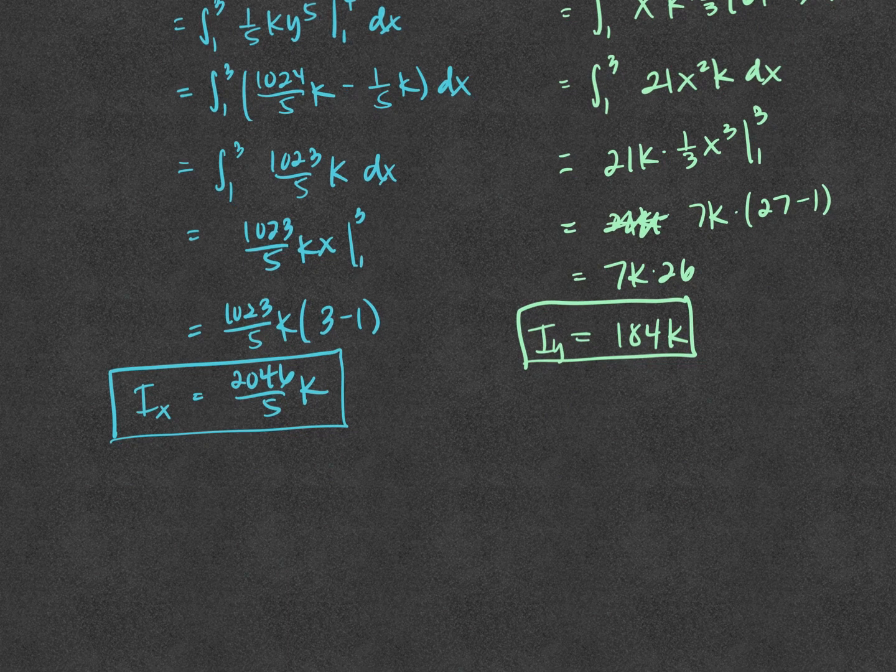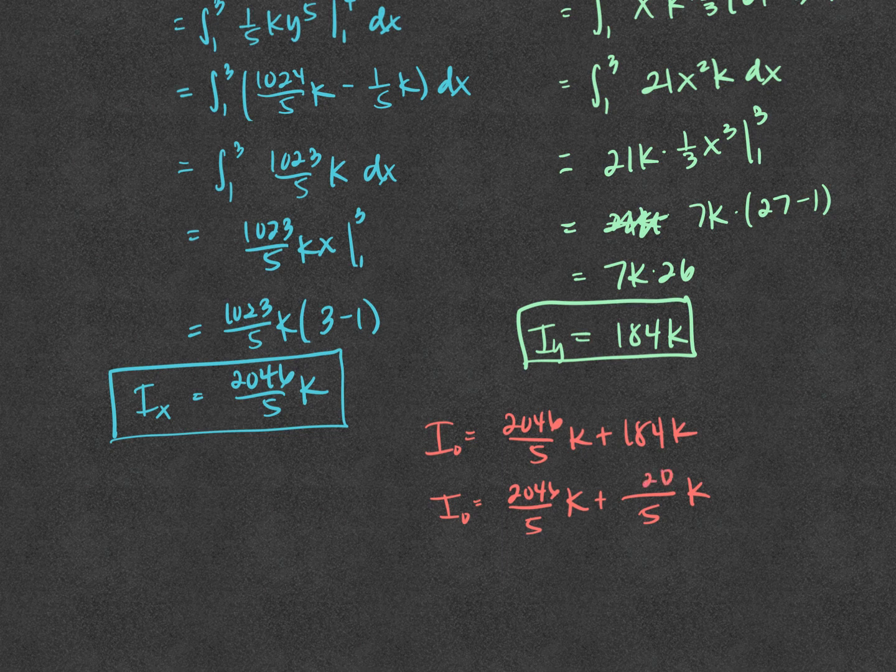And then when we find our moment of inertia about the origin, that means we add those two. So we have 2046 over 5 k plus 182k. I am going to do common denominators because it works in my life. So 5 times 182 is 910. So when we add these together, we get 2956 over 5 k. So that is our moment of inertia about the origin.